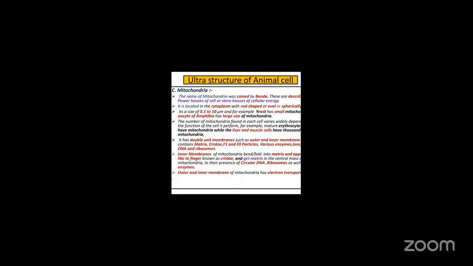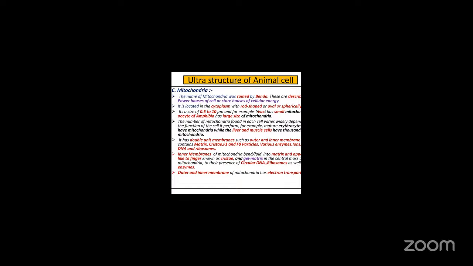When it comes to shape, it may be rod shape, oval shaped, or spherical shape. When it comes to size, they generally say that it is about 0.5 to 10 micrometer. For example, the smallest mitochondria they have found in the yeast, and the largest mitochondria they have observed in the amphibian oocyte.